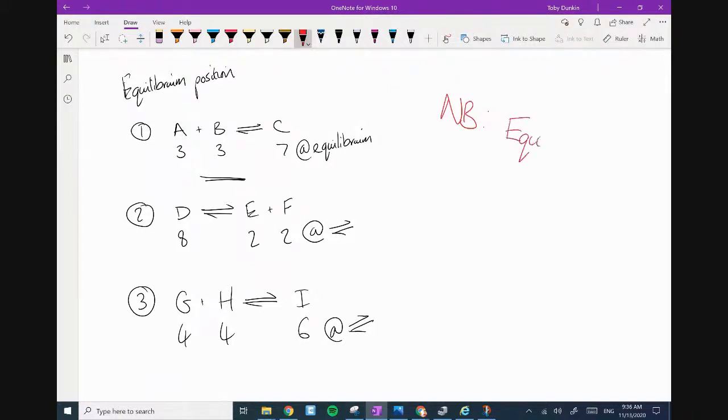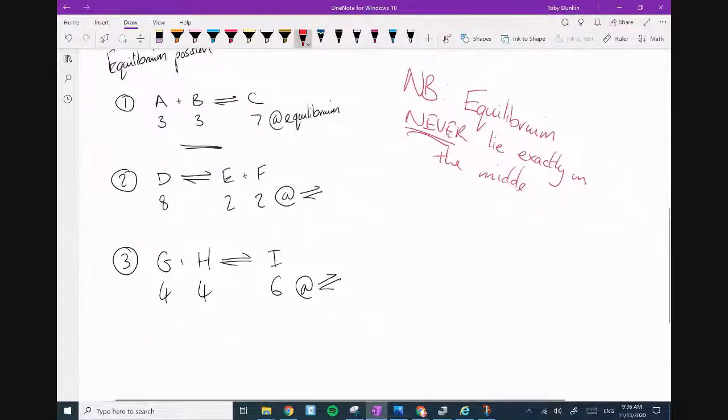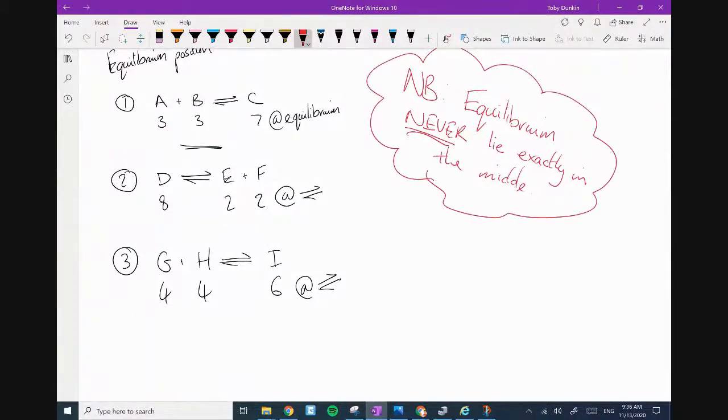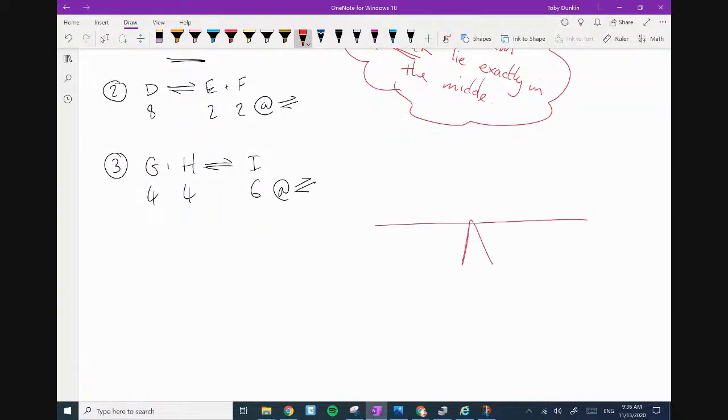Equilibriums never, notice, never, ever lie exactly in the middle. So students often think, and I totally understand why, because students kind of imagine this idea of a seesaw, and you put one person on one side, and when it's balanced, the balance would be 50-50. That's what they imagine this is always going to be.